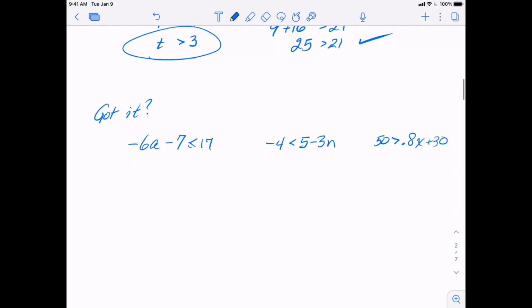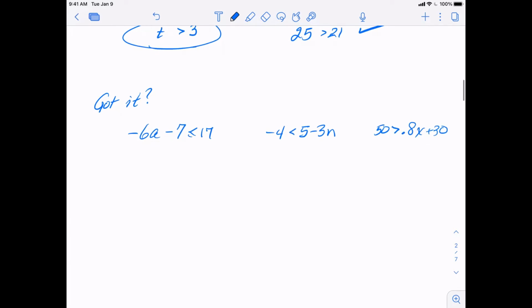Now let's take a look at the got it problems just to make sure that we have it. Take a moment to do these, and then I'll work them out for you.